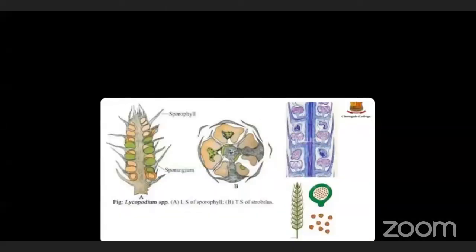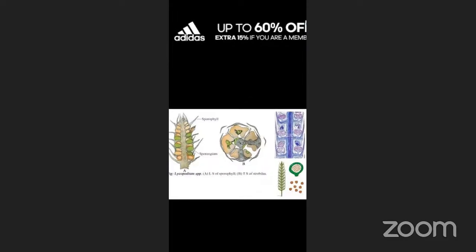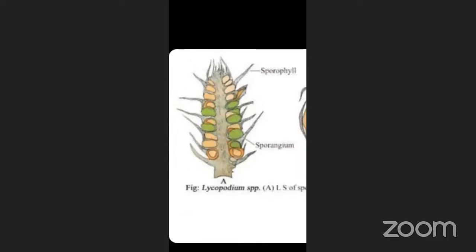On the apical part of the shoot or stem, they bear these sporophylls. These sporophylls are aggregated and large in size, which forms a strobilus or strobili. The sporangium consists of an outer jacket of cells and inner sporogenous or archesporial cells. See here, this one is the sporophyll. The central axis is present, and on the adaxial surface, the lower side, they bear the sporangia.